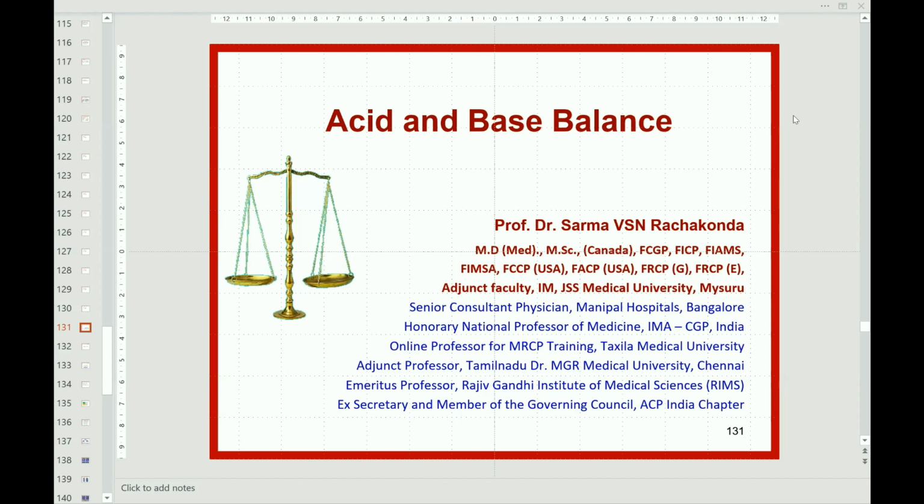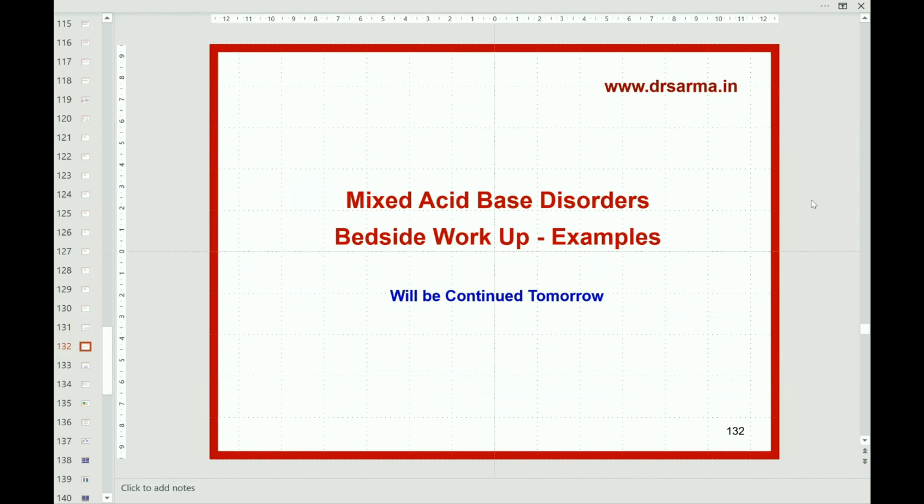So we are in the discussion of acid-base disorders. We have looked at how to work out the given clinical examples with the ABG values and the peripheral blood values. Now we are going to enter into a new, relatively complex area: mixed acid-base disorders, bedside workup with examples.